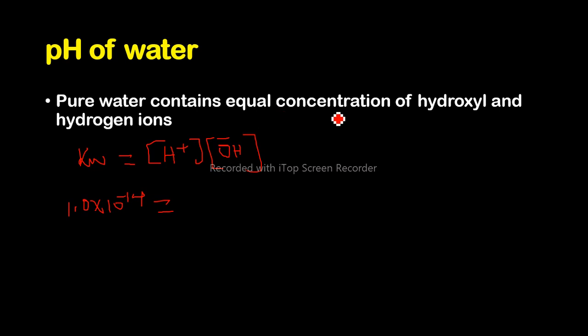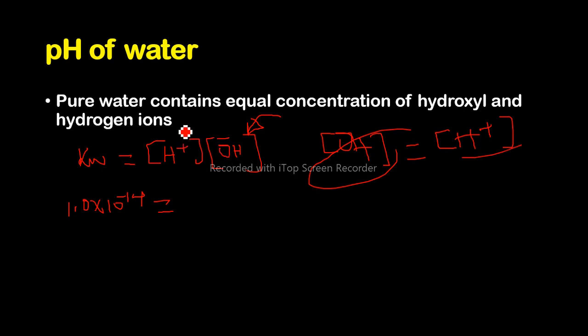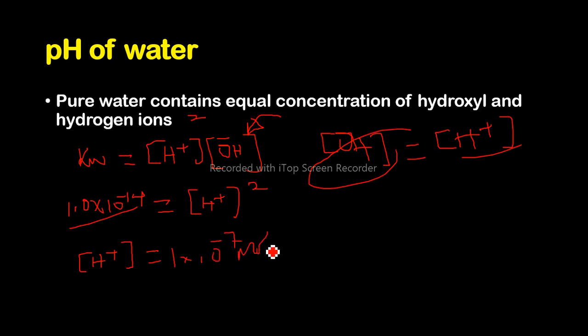The concentrations are equal, so even if I substitute, the concentration of OH at equilibrium is equal to the concentration of hydrogen ions. So I'll simply substitute this with hydrogen ions, and if I put it here, it will be squared. So our concentration of hydrogen ions squared should be equivalent to the Kw. Take the square root, and you get the concentration of hydrogen ions in pure water as 1 times 10 power negative 7 moles per decimeter cubed.